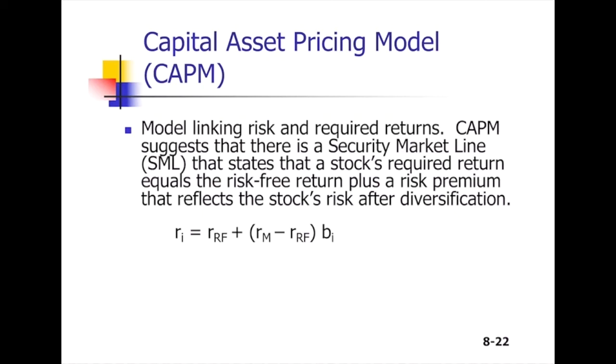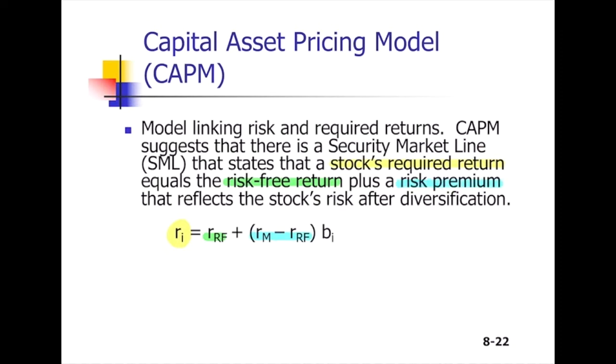This slide explains what the capital asset pricing model is. As you can see, in this equation Ri means the stock's required return. It can be used as a discount rate when you value a stock, right? There's a risk-free return, plus a risk premium that reflects the stock's risk after diversification. That is this part, the market risk premium.